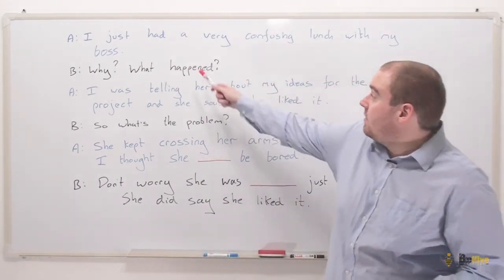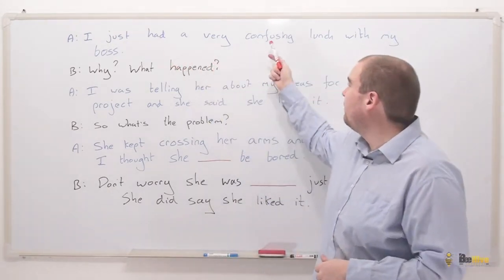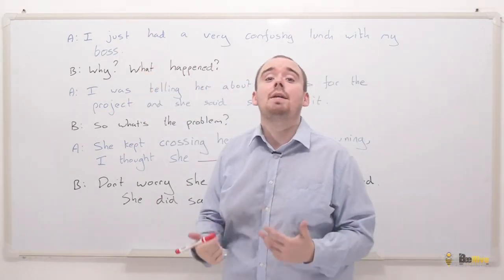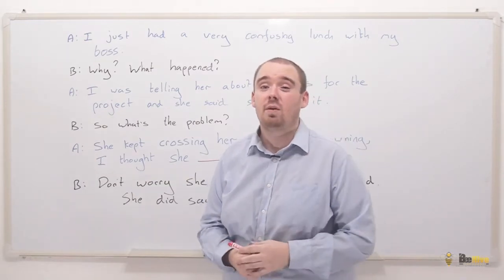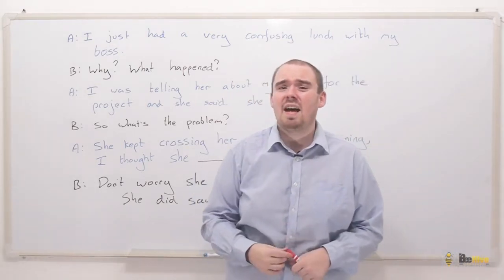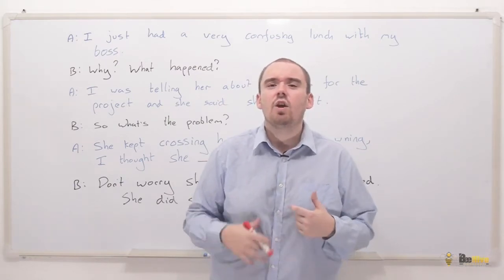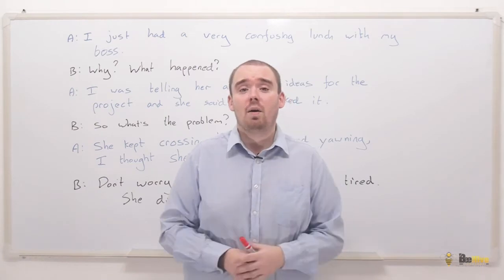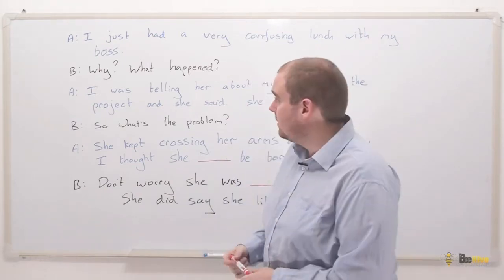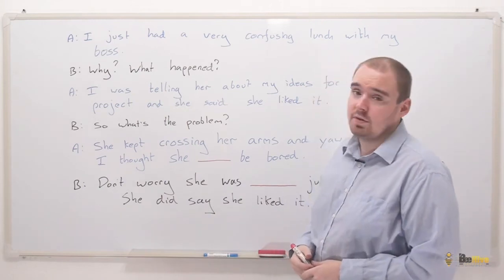Now, in the first part A, somebody is saying that they just had a very confusing lunch with their boss, okay? You know, boss, their manager, the person above them in work, okay? And they had lunch, but the lunch was confusing. This means that they don't really understand what happened during the lunch. They're confused. They're not sure about what happened. So, the second person, wondering why that is, asks them why. What happened during the lunch to make them confused?